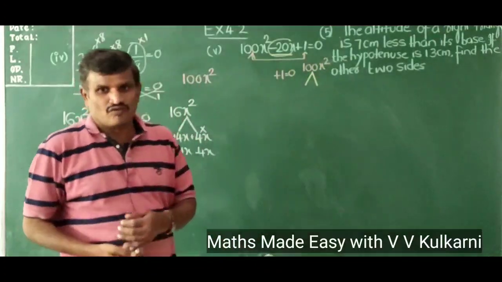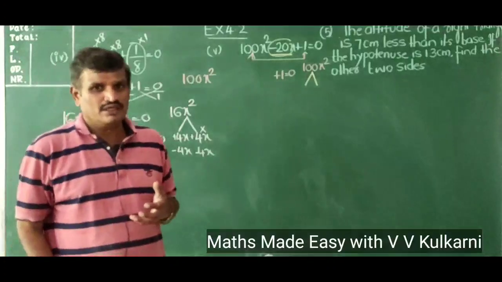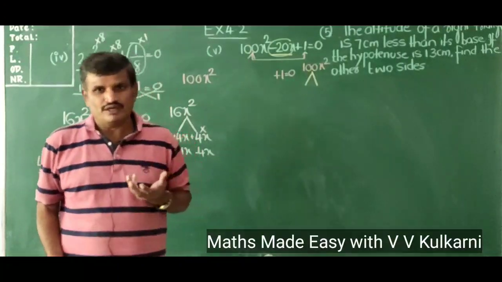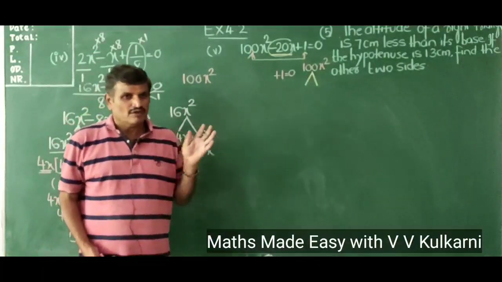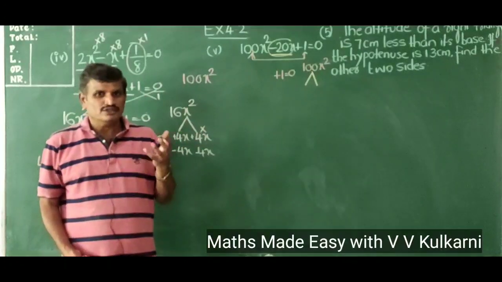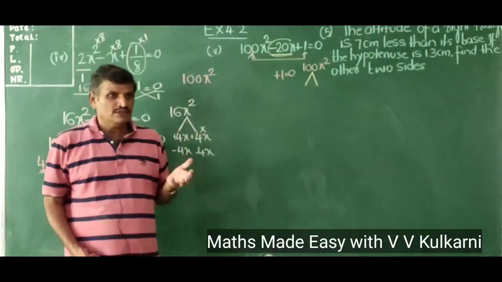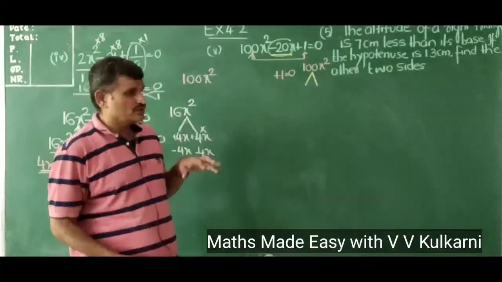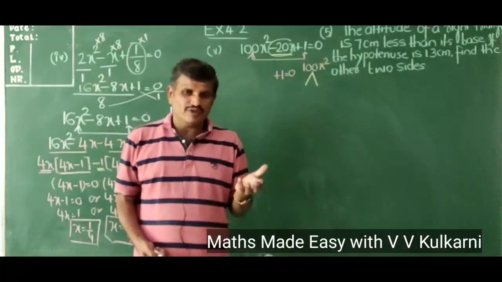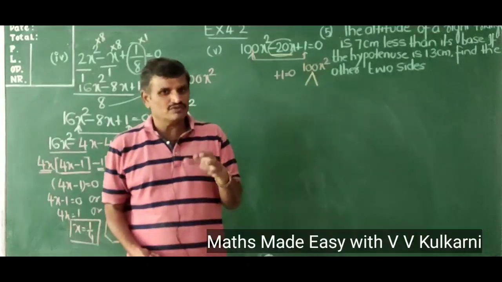I will start with 1. 100 into 1 is 100. 100 plus 1 is 101. It is of no use. Then 2 50s are 100. It is of no use because 50 plus 2 is 52 and 50 minus 2 is 48. Then 4 25s are 100. 25 plus 4 is 29, 25 minus 4 is 21.